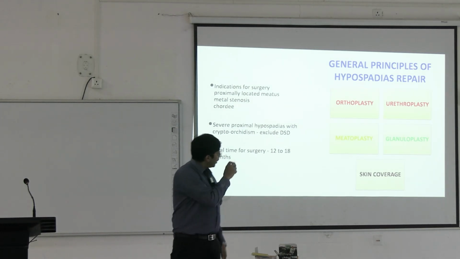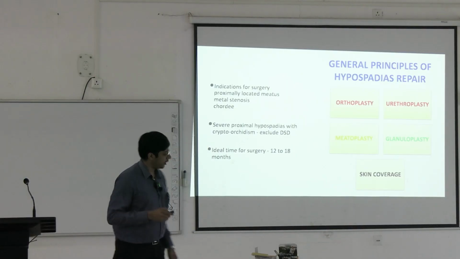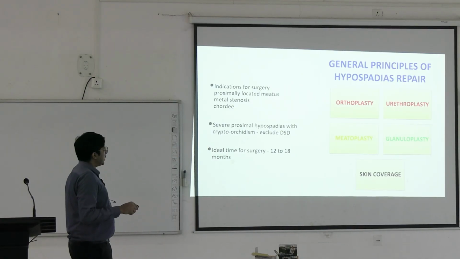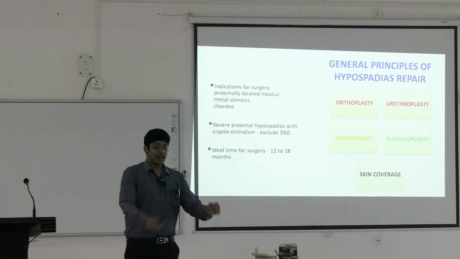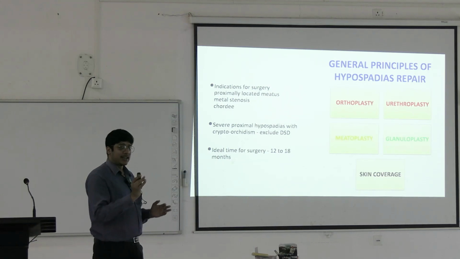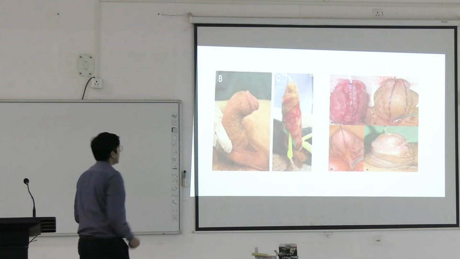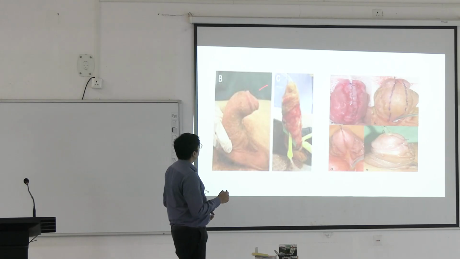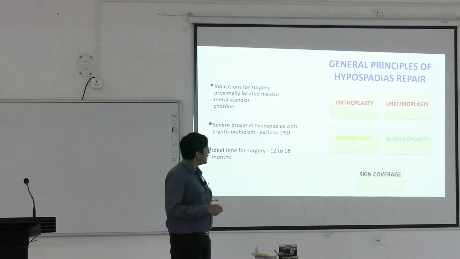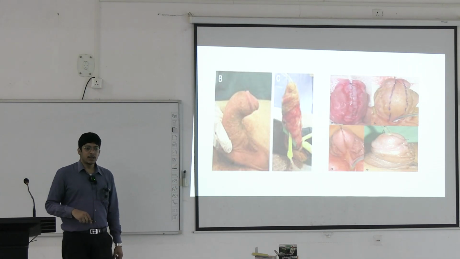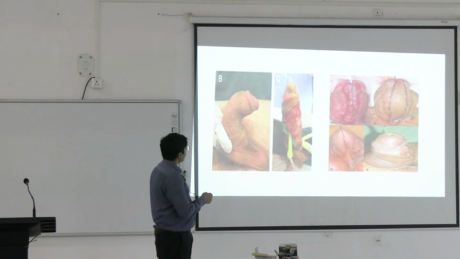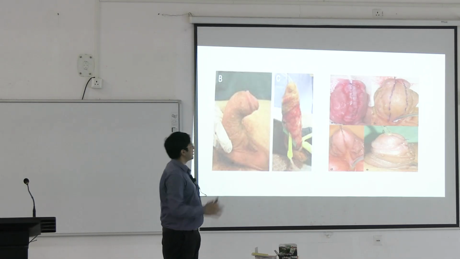You see I have written 5 things over here. Orthoplasty, urethroplasty, meatoplasty, glanuloplasty and skin coverage. So these are the 5 problems that we need to address separately in sequence. You see this picture shows the chordee, the ventral curvature of the penis. So the first step is orthoplasty, to correct this ventral curvature. Once orthoplasty is done, the ventral curvature is corrected.